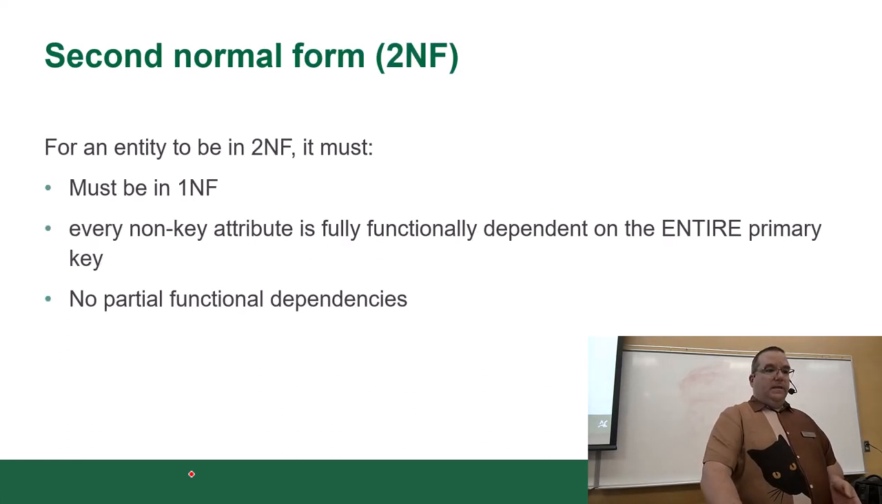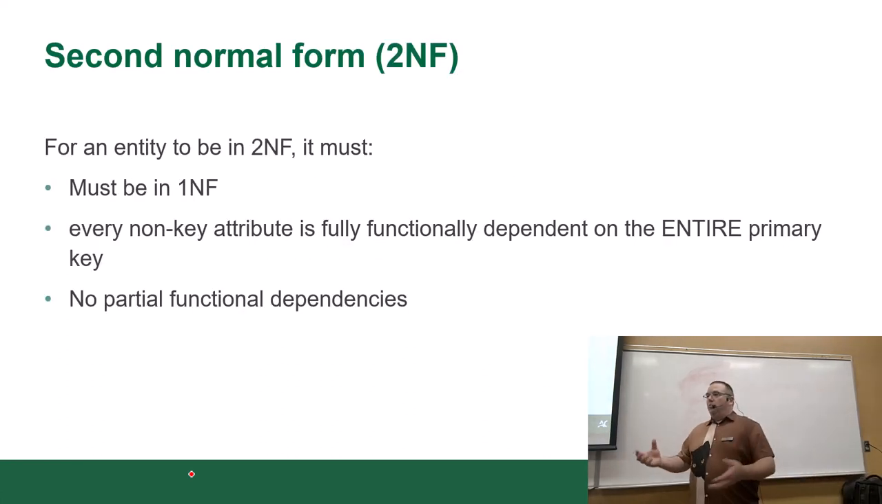So second normal form. For an entity to be in second normal form, it must be in first normal form. It's impossible to be in second normal form unless you're already in first normal form.